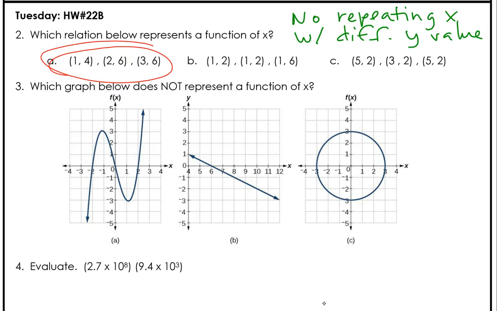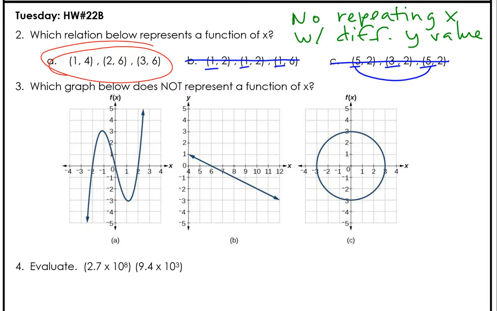In my second example, I have a repeating value of 1 here and additionally there. That is not a function. Letter C, I have a 5, a 3, and again another 5. These two are repeats, so that is not a function.